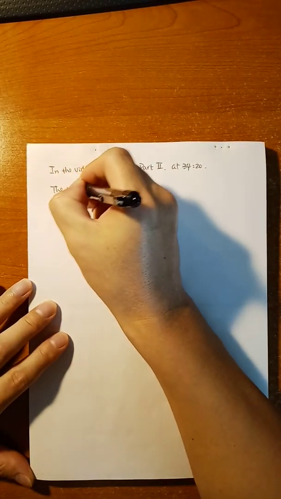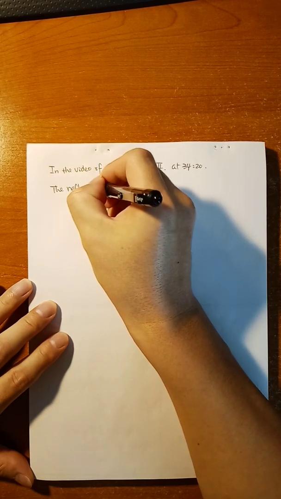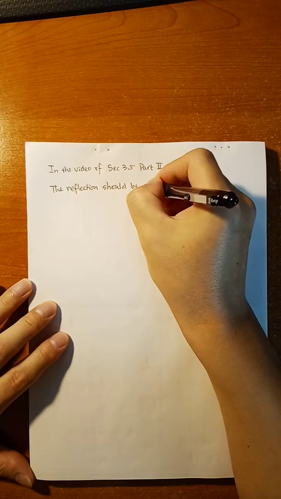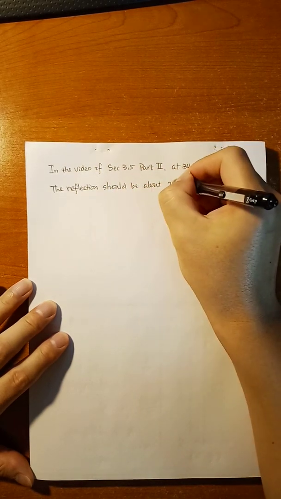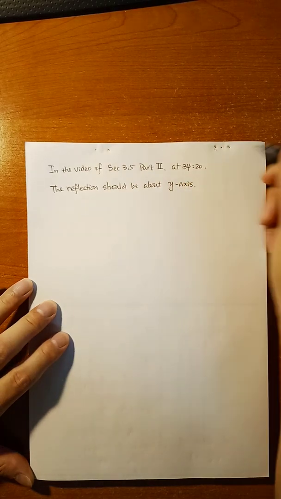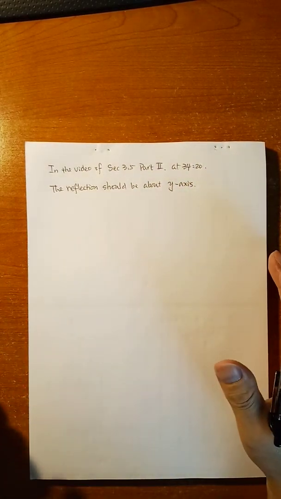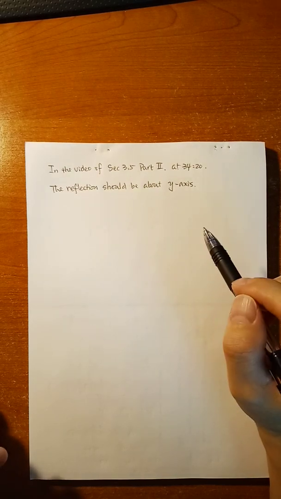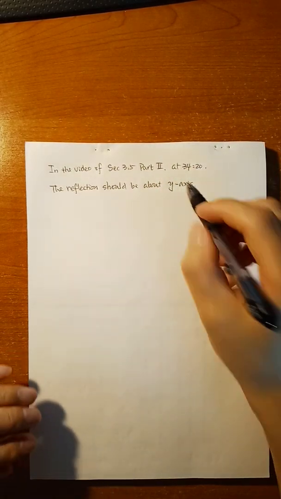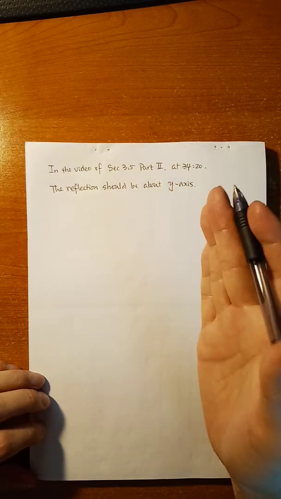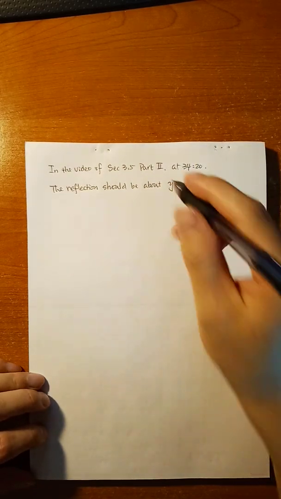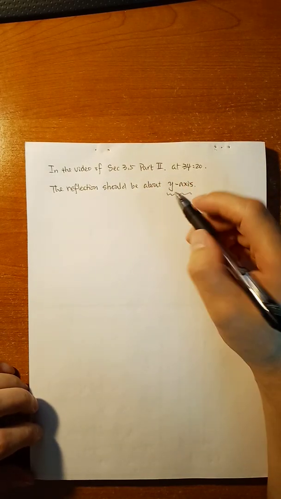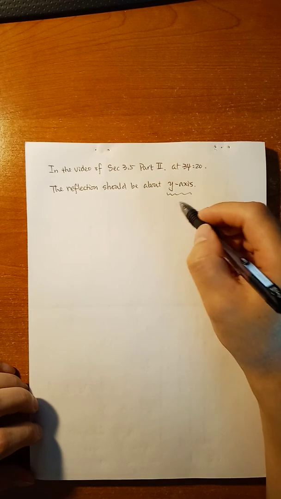The reflection should be about the y-axis, not the x-axis. But I wrote x-axis in the third requirement. That was wrong. Okay? So I did want to do the reflection about the y-axis. So that's why I get negative x instead of x. Okay? So it should be y-axis, not x-axis. That's my mistake. I wrote it wrong.